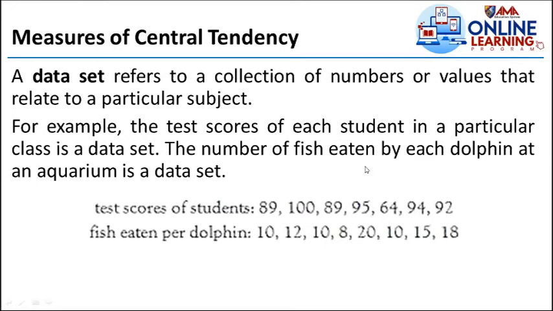So we have here the results of the test scores of students: 89, 100, 89, 95, 64, 94, and 92. Also the fish eaten per dolphin: 10, 12, 10, 8, 20, 10, 15, and 18. So these are what we call the data sets.